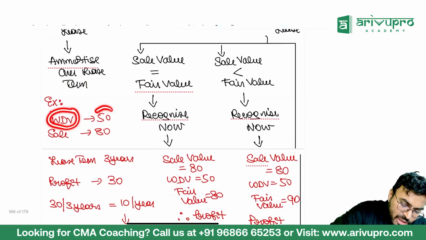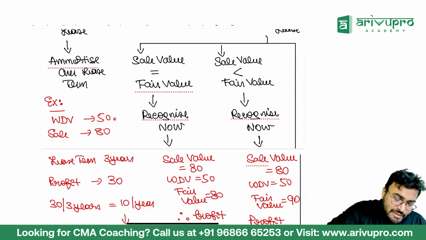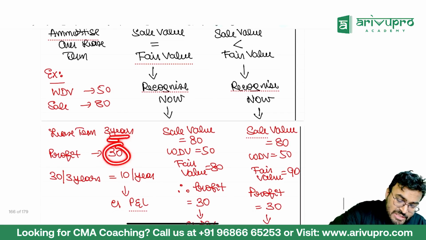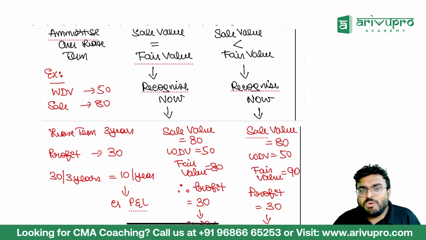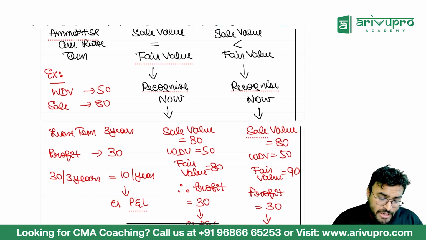Example, WDV is 50. You sold the asset for 80 and you took it back on finance lease. This profit of 30 is there. If the lease term is 3 years, every year 10 you will transfer the profit to P&L. If it was a loss also, 10 per year you will transfer the loss to P&L.